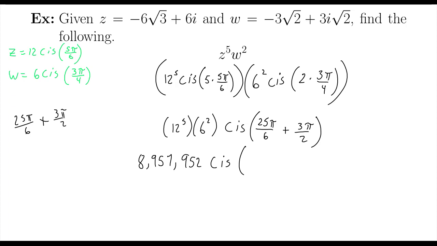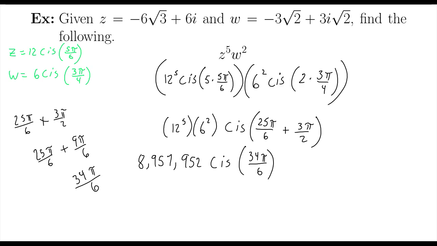I want a common denominator. 6 would be the easiest, so I'll multiply the top and the bottom of the right expression, 3 pi over 2, by 3. So that gives me 34 pi over 6. Okay, I want to bring that down at least to a first rotation.